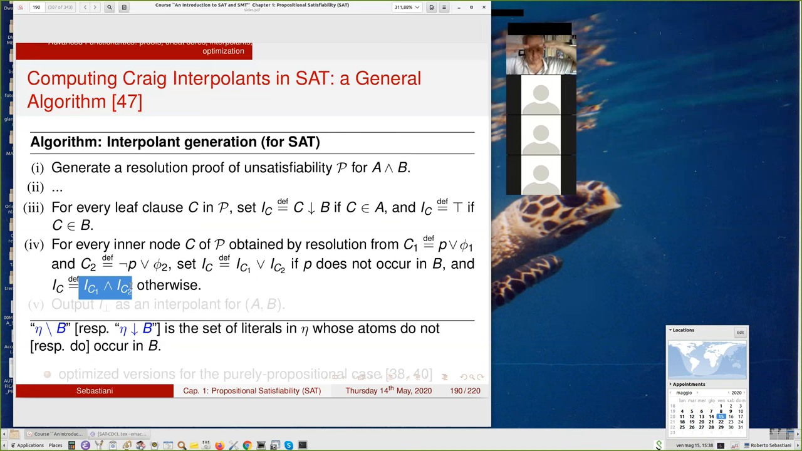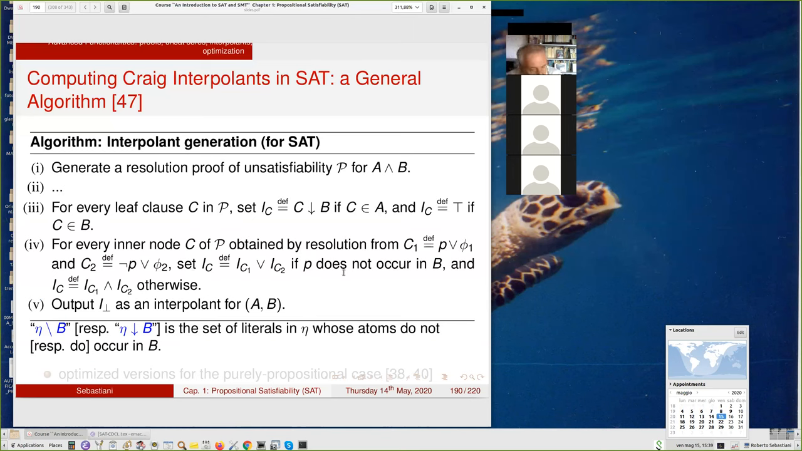So you build this recursively, starting from the leaves down to the root, looking every time at the resolution step that inferred the intermediate clause, and applying either the OR or the AND of the respective interpolants, depending on whether P occurs in B, is a common variable or not. At the end of this process, you will have generated also a node for the root node. Well, that root node will be exactly the final interpolant.